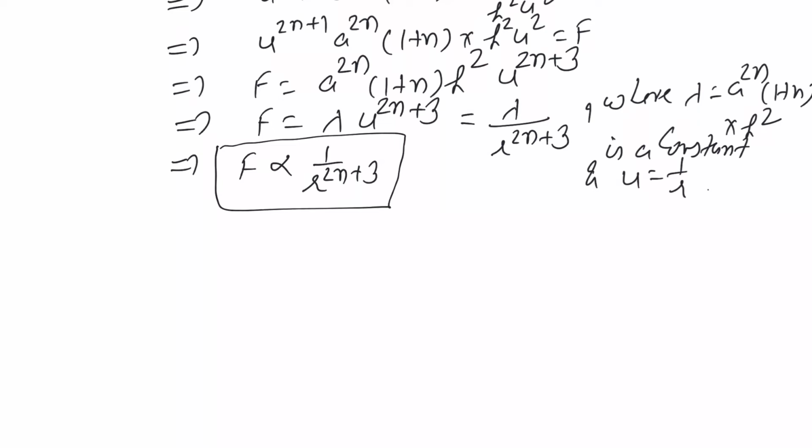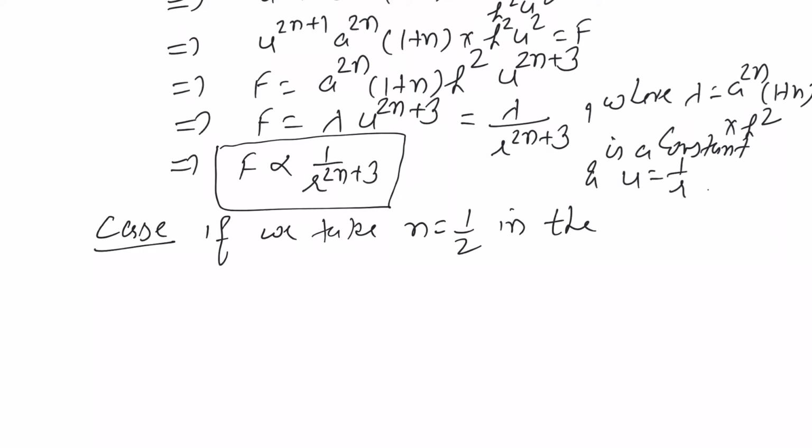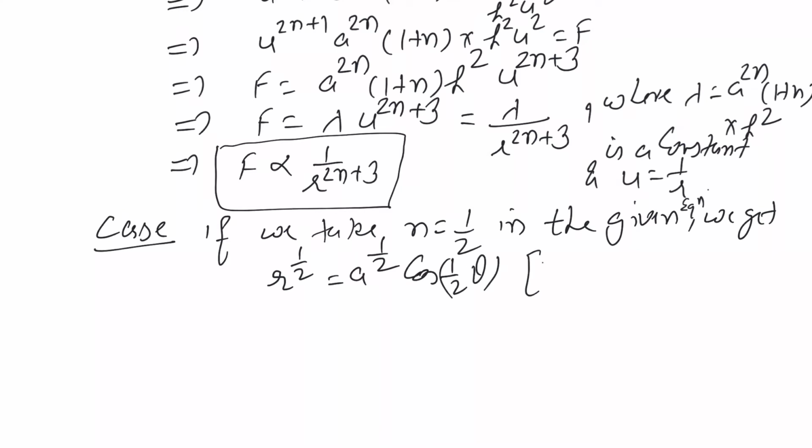Now the next case is, if we take n is equal to 1 by 2 in the given equation, we get r raised to the power 1 by 2 is equal to a raised to the power 1 by 2 and cos 1 by 2 theta, because the given equation was r^n is equal to a^n cos n theta.